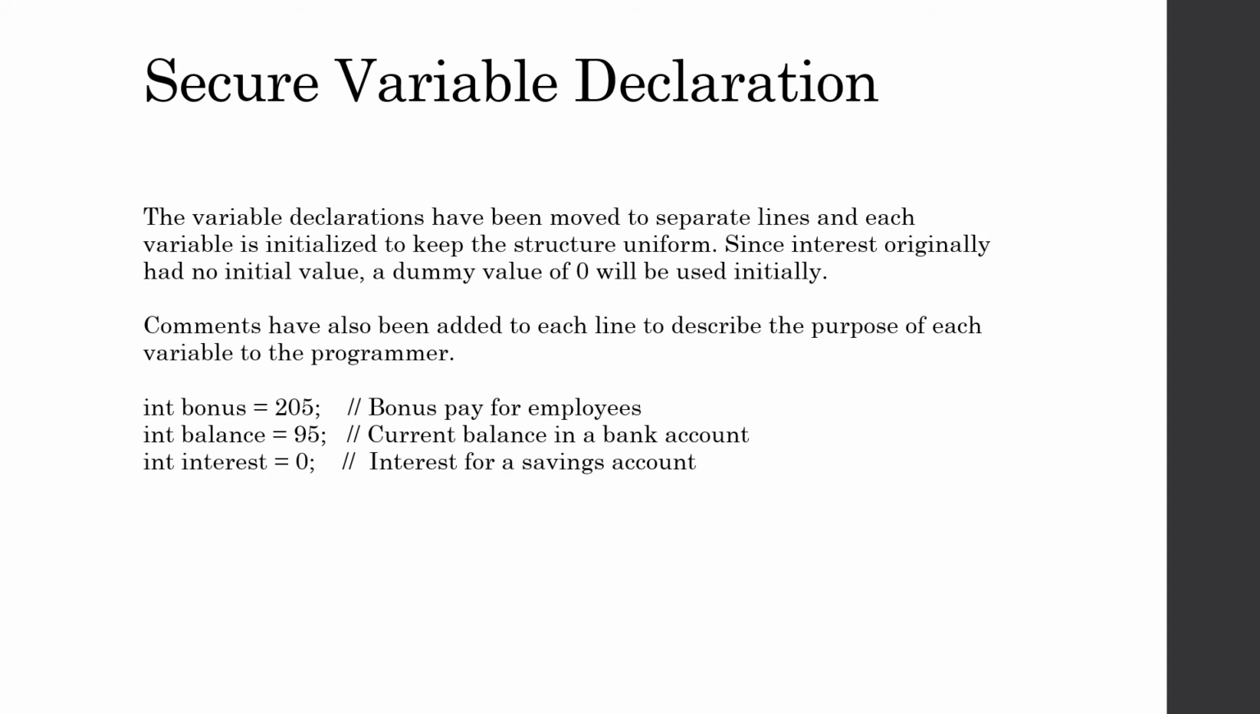So the variable declarations will need to be moved to separate lines, so we don't really want to use a comma-separated list like that. And each variable is going to be initialized to keep the structure of it uniform. So if we're going to do initializations for bonus and balance, we're also going to go ahead and initialize interest with some value as well, just to keep it consistent. But since interest originally had no initial value, it might be a good idea to go ahead and give it some kind of dummy value. So we're just going to start off with 0 initially.